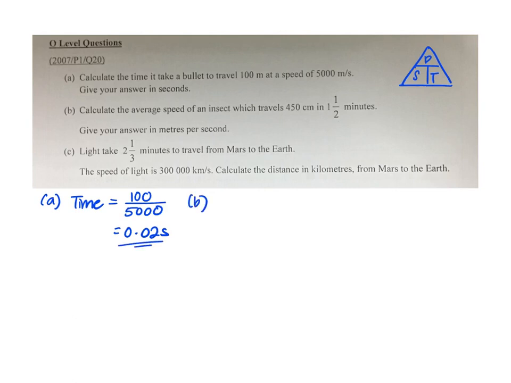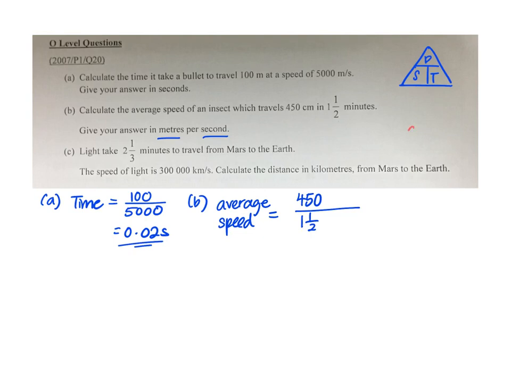Part B. Calculate the average speed of an insect which travels 450 cm in 1.5 minutes. Give your answer in meters per second. Now the question asks for meters per second. There's two methods to do this answer. First method will be average speed is given by distance divided by time. The distance is 450 cm and now the time is 1.5 minutes, but I'm going to change this into meters.